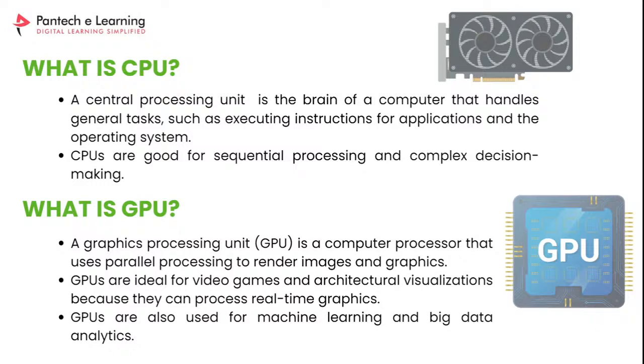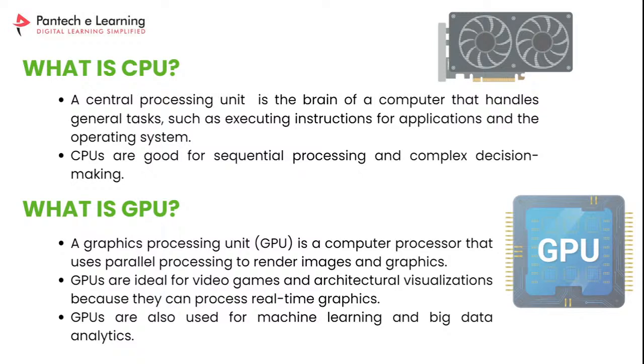Overall, GPU and CPU are both important components of a computing system, but they are assigned different tasks. A CPU has a few powerful cores designed for general purpose sequential processing, and a GPU has many small cores designed especially for tasks like graphics rendering and parallel computation.